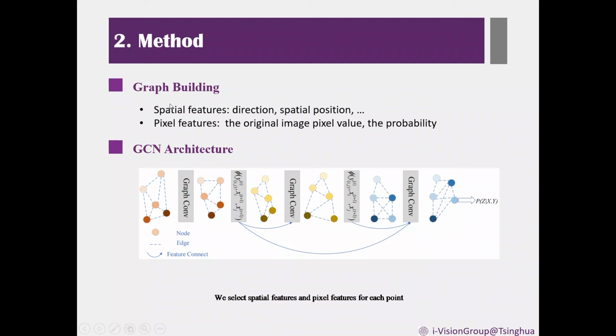We select spatial features and pixel features for each point. The spatial features include the direction, spatial position, and so on. The pixel features include the original image pixel value, the probability value of segmentation prediction, and so on. This picture shows the graph convolutional network, which applies an alternate mode of updating node features and edge features. The output of the final network represents the probability that the node belongs to the centerline. The loss is cross-entropy loss.